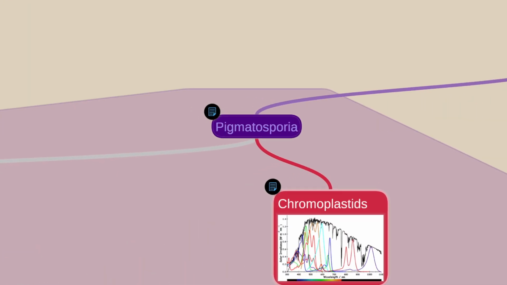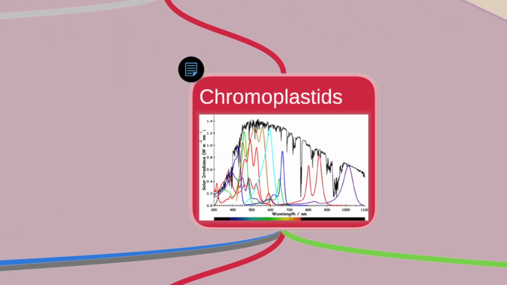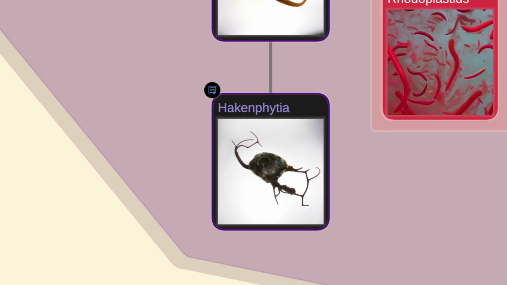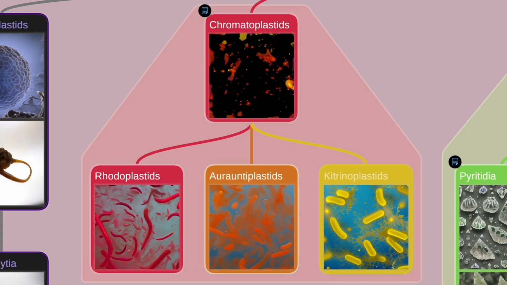Here, potentially the most important clade of Homeosporia, we get the Pygmatosporia, which contains the inanoplastids, the empty plastids, and the ripanoplastids, the ones that store protein, fat, and starch. We also get the chromoplastids, which split into the indigoplastids, melanoplastids, which become Hackenphytia from before, the chromatoplastids, which contain red, orange, and yellow hues for the rhodo, auranti, and citrinoplastids.